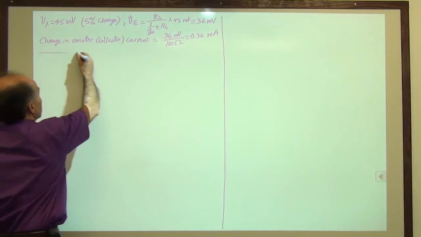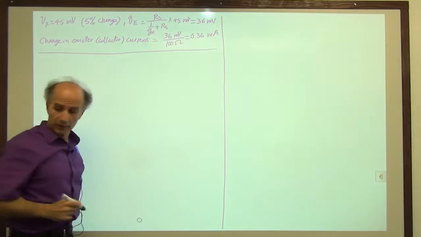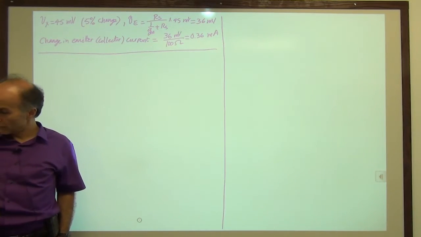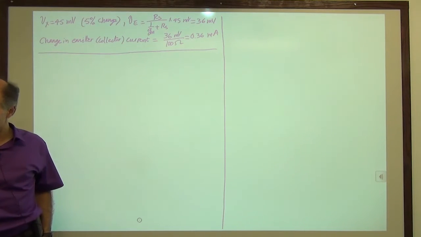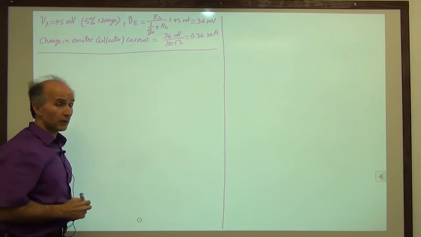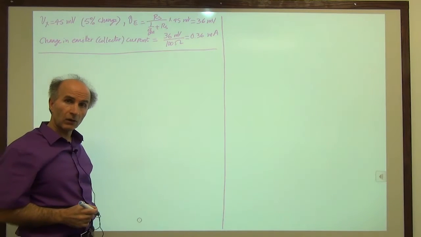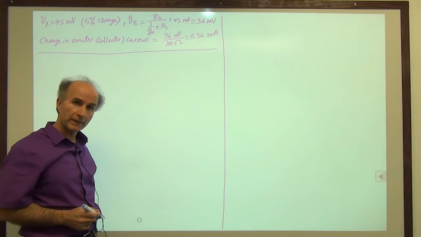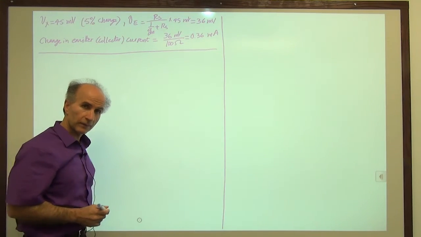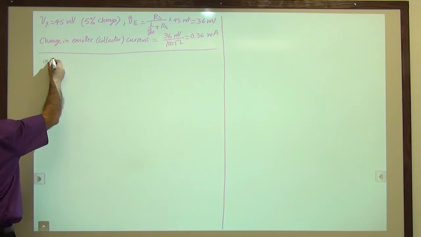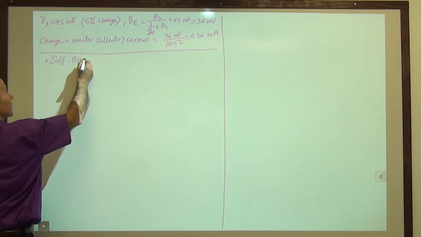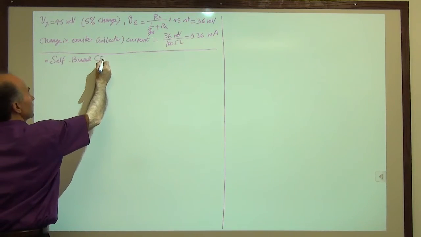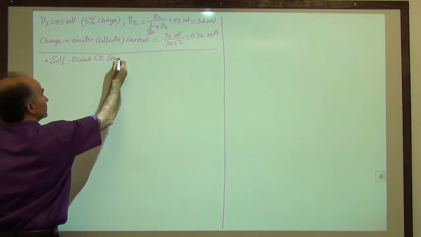All right, so that was that quick example, and we are now ready to move to another circuit. Okay, the next circuit that we will study is called the self-biased common emitter stage. Self-biased CE stage.